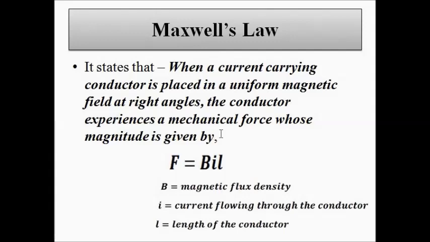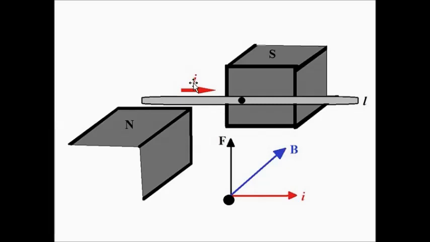The conductor experiences a mechanical force, and the magnitude of that force is given by the mathematical expression F equal to B into I into L. Here F is the magnitude of the force, capital B is the magnetic flux density, I is the current flowing through the conductor, and L is the length of the conductor. Okay, so let us try to understand it.